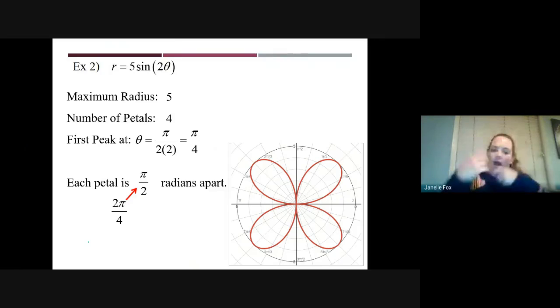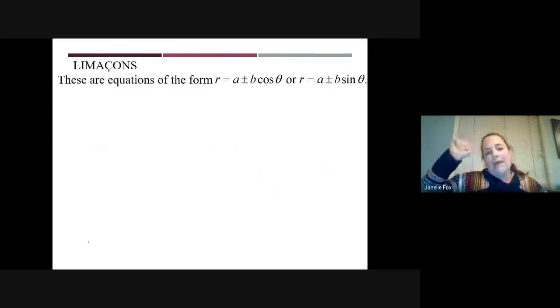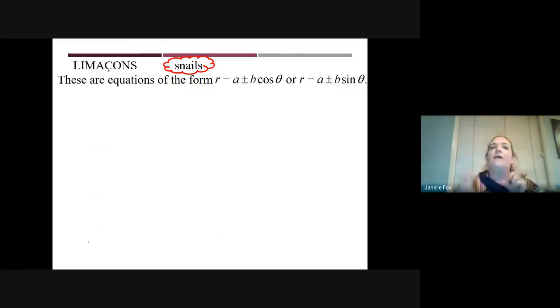Let's move on. Go ahead and go to the next type, and that is a limaçon. Limaçon is the French word for a snail. So these are very roundy, snaily looking things. Sometimes they look like tomatoes or butt cheeks, or fun things like that. And so with these guys, you can tell that these are different than the ones that we previously did.